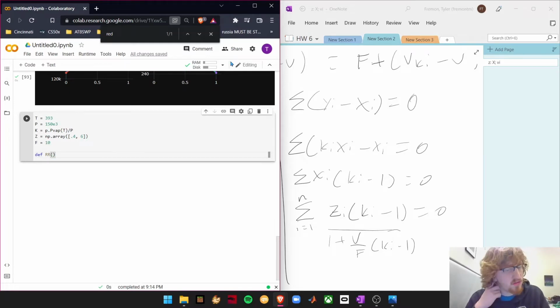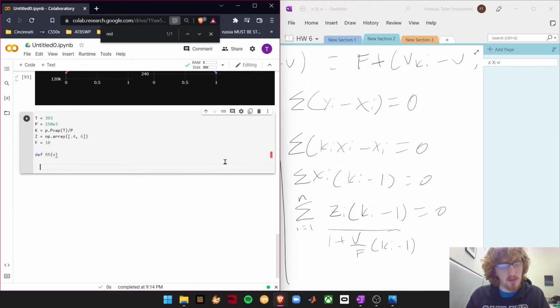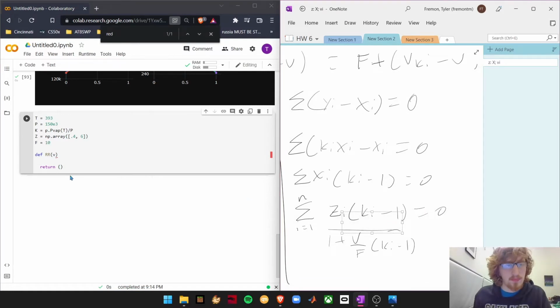And we want to be inputting a vector because we're going to be using a root solver to solve for our vapor fraction and then using that to solve for everything else. In this case, we'll leave a vector, and then we also want to leave our temperature. And actually, we don't even need to pass in the temperature because we already defined our K up there. And then we want to end up returning some form of our equation over here. So we'll go ahead and type this out.